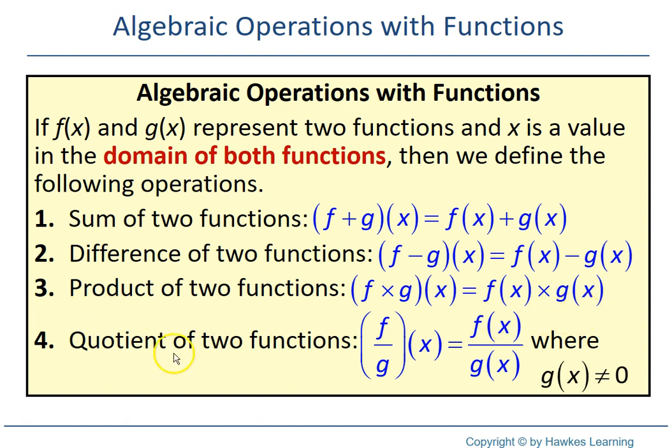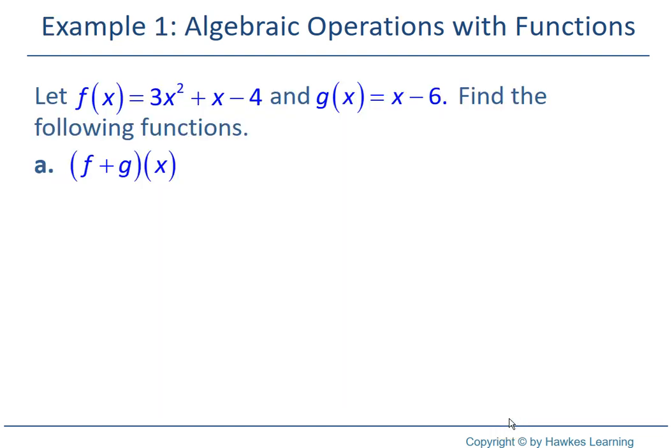And the quotient is division. So we're going to take the function of f and divide it by the function of g. And keep in mind that this function in the denominator here cannot be equal to 0, because that would be undefined. Now, hopefully, as we give you the first example, you can see what this is all about.